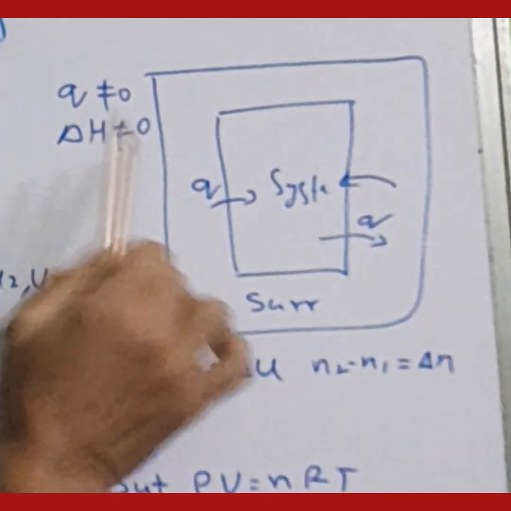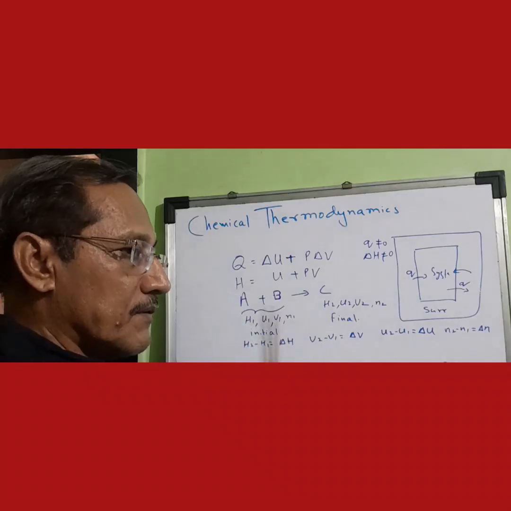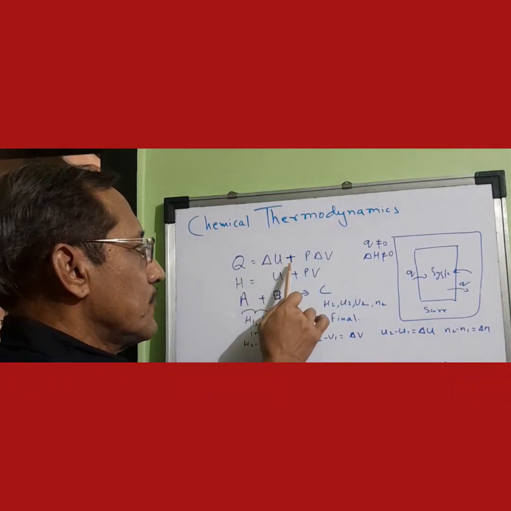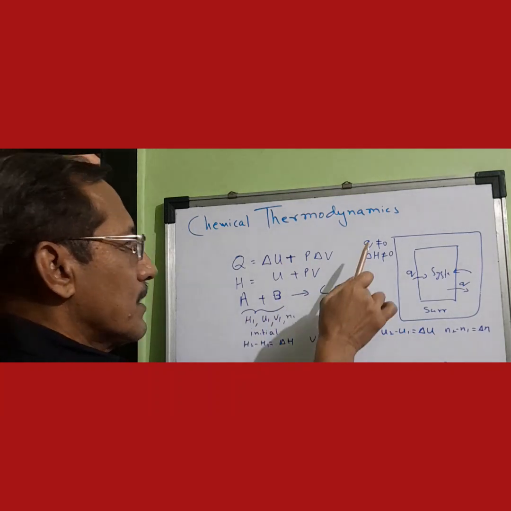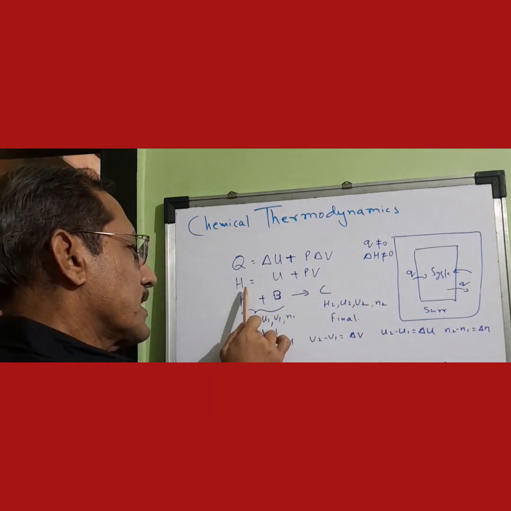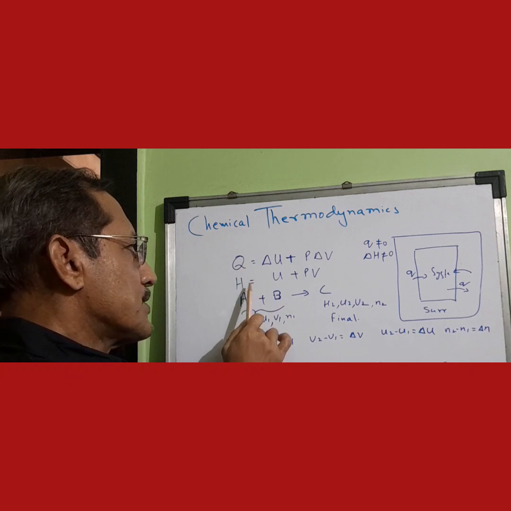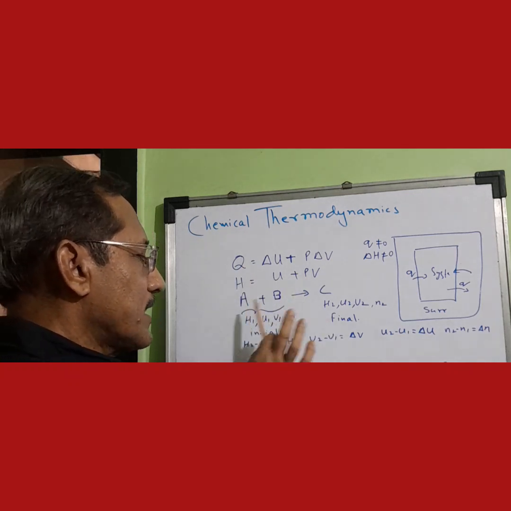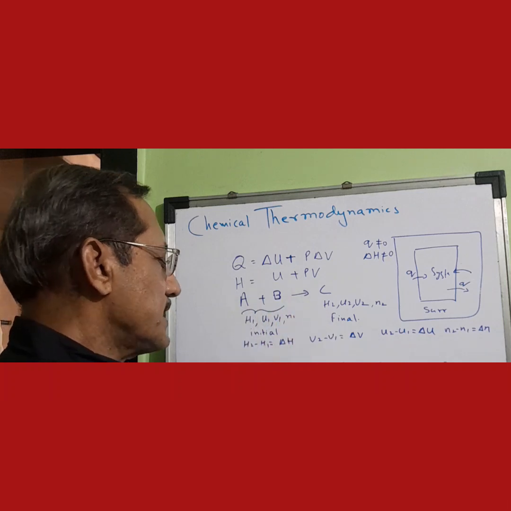Enthalpy is involved. Now we have already derived the first law of thermodynamics equation, which is Q is equal to del U plus P del V. Now Q is linked with H, so we can also modify it to H is equal to U plus PV. Simple equation. Now suppose we carry out a reaction A plus B giving you C.